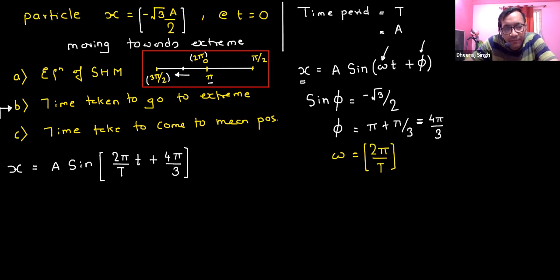Time taken to go to extreme. Any idea how will you proceed? No? Equation is in front of you. All you have to do is put the value of x to be minus a. You're going this way. This is minus a, x equal to minus a. Just put it over here and get the value of t. Okay, it's direct. It's from your textbook, solved exercise.